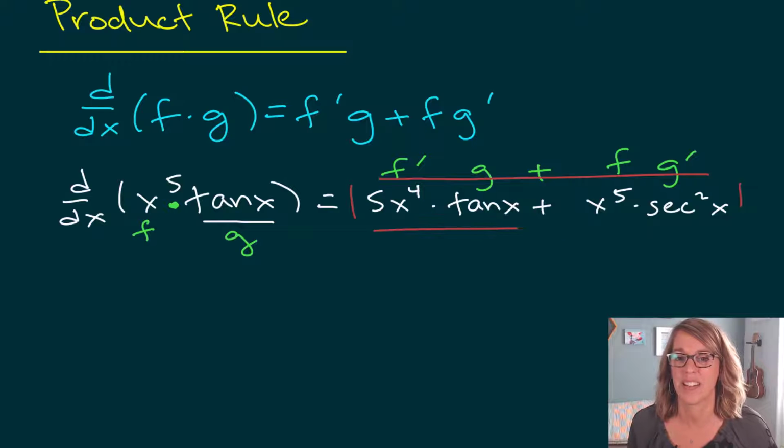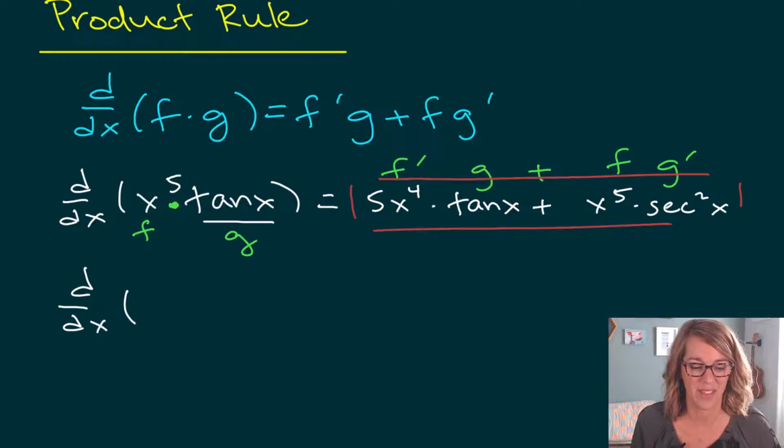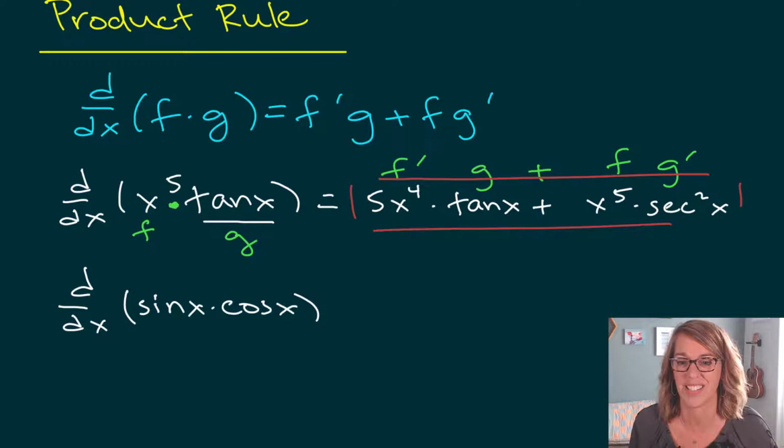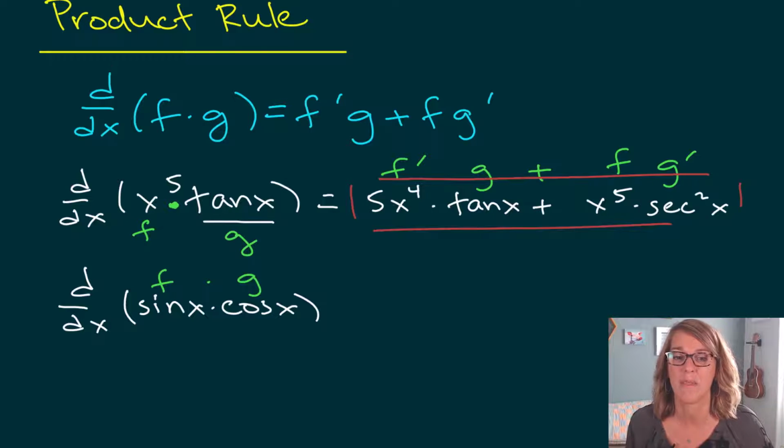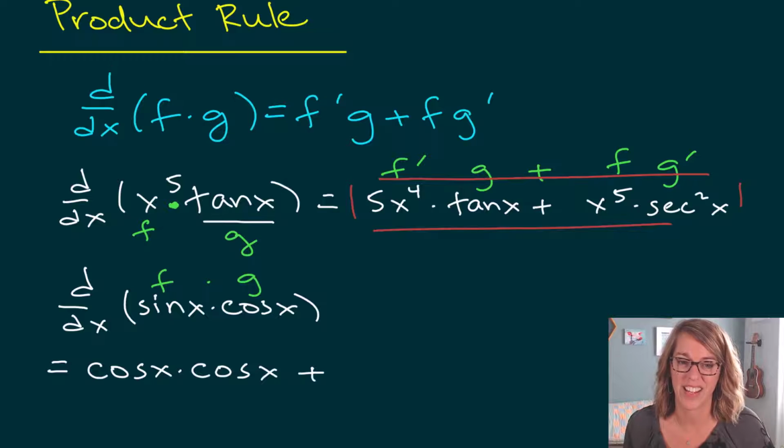Let's do another one. So for our second example, we're going to do d dx of, let's do sine cosine. So I'm going to do sine x times cosine of x. So I've got my function f times my function g. As I put this together, I want the derivative of f first. So the derivative of sine is cosine times g. I'm just going to rewrite that second function, cosine of x. And now my plus sign, and now I want f times g prime.